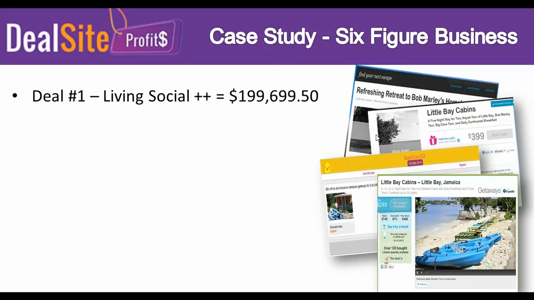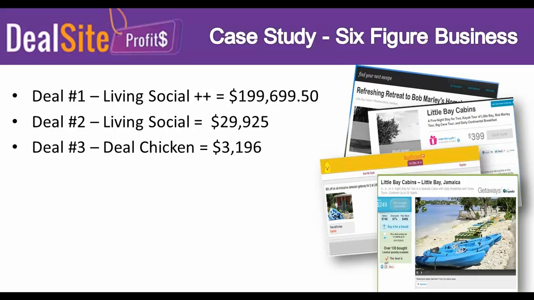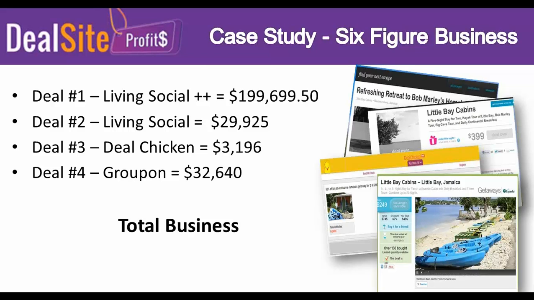Thank you. So the first time we ran Little Bay Cabins, we actually ran it as a launch campaign. So the first client they ever got was from a deal site. So they were launched on deal sites. Living Social and some of their other partners, they made close to $200,000 the first time it ran. Crazy. Then we did a smaller run again on Living Social, close to $30,000. We ran them on a small site called Deal Chicken, $3,000. We ran them on Groupon, a small run for $32,000.